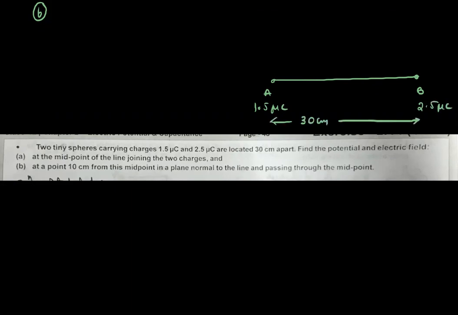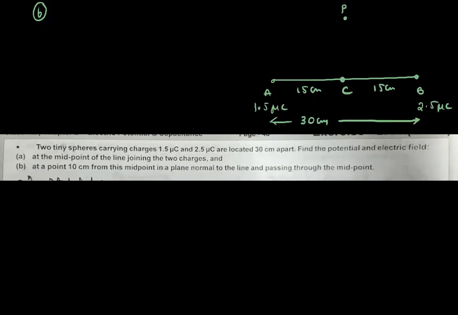Now, the second part is at a point 10 centimeter from the midpoint in a plane normal to the line and passing through the midpoint. Then we will consider the diagram once again. Let's assume this is the charge A, this is point B. Here 1.5 microcoulomb is placed. This is 2.5 microcoulomb. And the separation is 30 centimeter in the given question. And this is the center. It is 15 centimeter. It is also 15 centimeters. Now in this one, lastly we'll substitute the values. This is the point B.